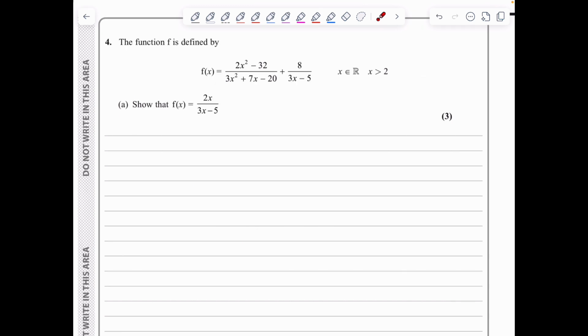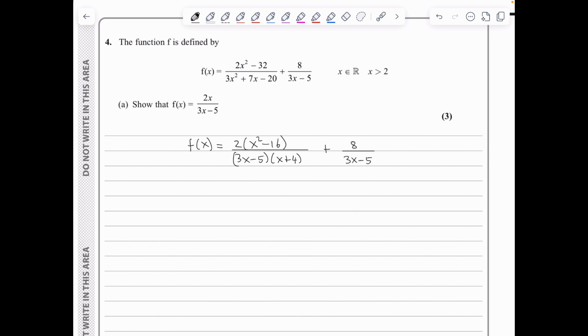In question 4, we're given the function f of x here, and we need to show that it simplifies to 2x over 3x minus 5. So I will start by factorizing the numerator and the denominator of the first fraction here. So I will take out a common factor of 2, leaving me with 2 brackets x squared minus 16. The denominator factorizes into 3x minus 5 times x plus 4, and the second fraction stays as it is. It's 8 over 3x minus 5.